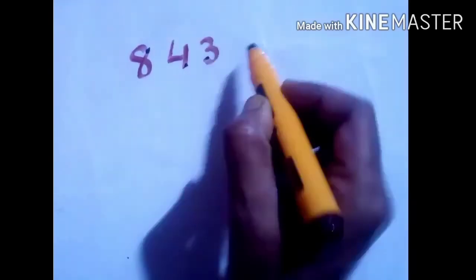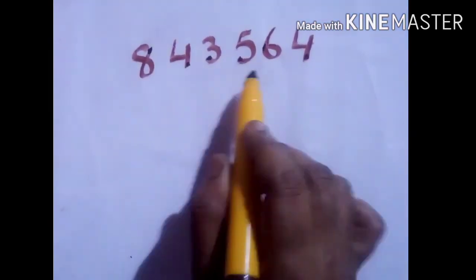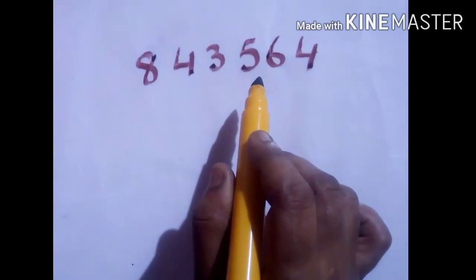Next, divisibility by 12. A number is divisible by 12 if the number is divisible by both 3 and 4, as 3 and 4 are the factors of 12. So first we have to check whether the number is divisible by both 3 and 4. Let us take one example. The number is 8,43,564. Here we have to check whether the number is divisible by 3 and 4.